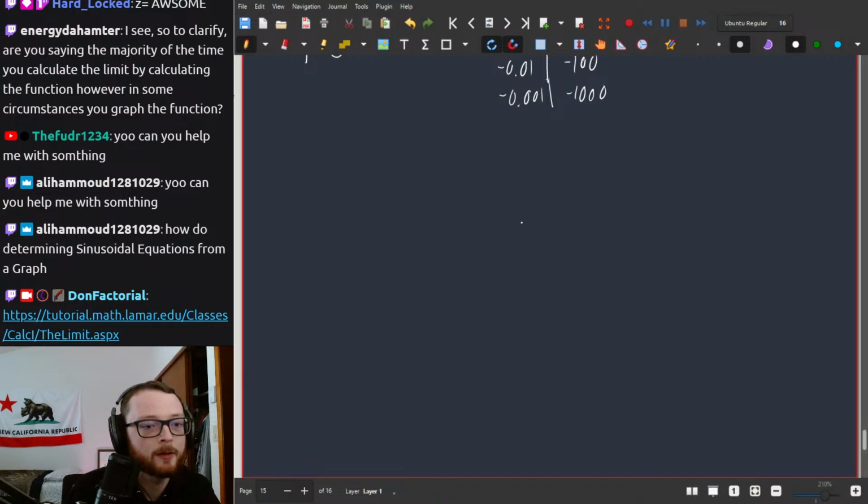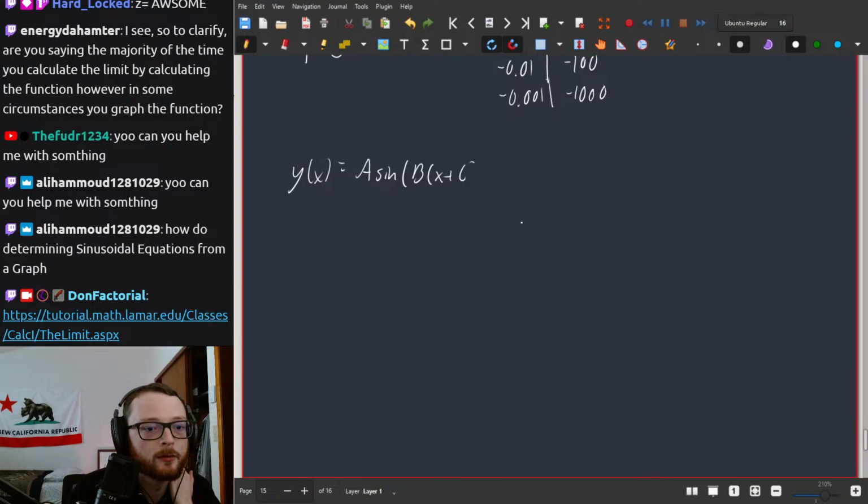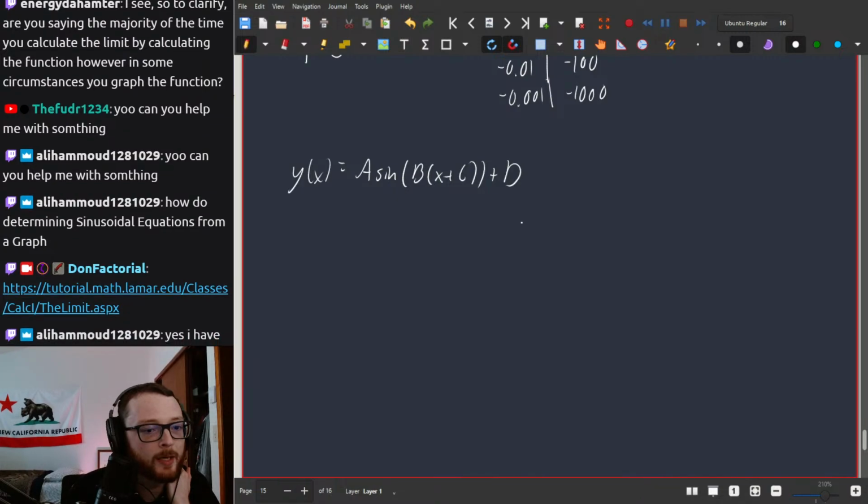Okay, so I assume that you're interested in, or maybe you've seen, this general form for a sine function or something like it. You have? Okay, cool. So each of these constants that I've called A, B, and C control different aspects of how the sine wave gets graphed.